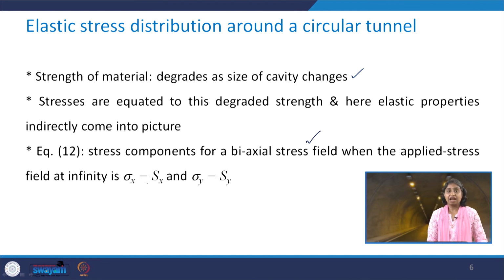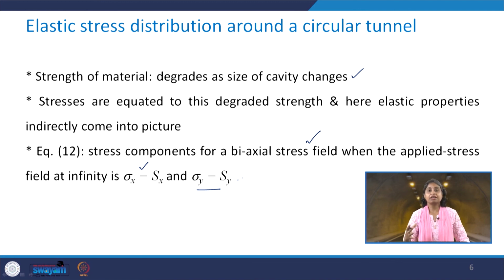applied stress field at the infinity was taken as sigma x equal to Sx and sigma y equal to Sy. So, we have now the general form of the biaxial stress field. Let us try to understand in more detail what happens in case you have the uniaxial state of stress or the hydrostatic state of stress. So, these two states of stress are going to be the particular cases of the general biaxial stress field.